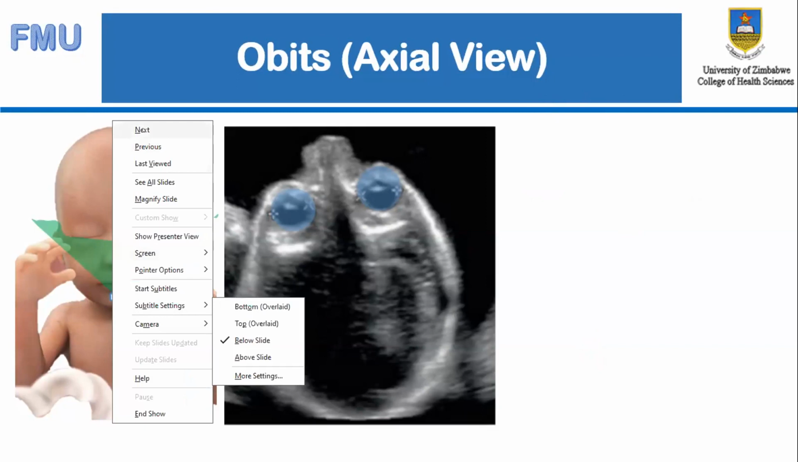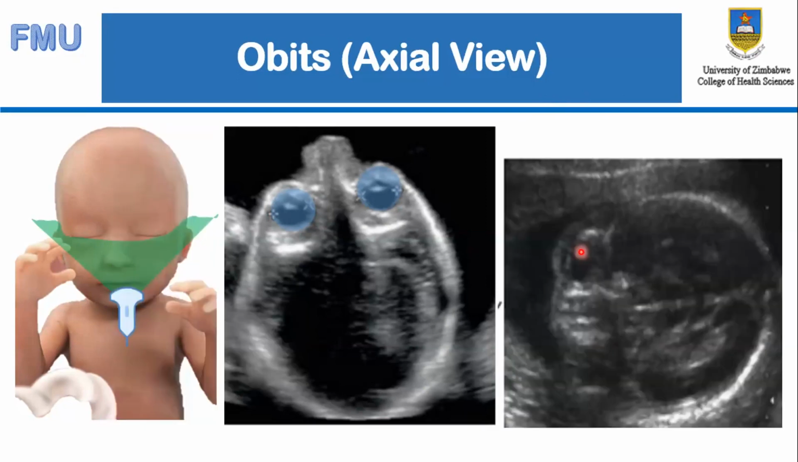Okay, so in most cases, we see people assessing the fetal orbits on this view, which is not the correct position where we should assess the fetal orbit. This is more of an axial view of the fetal head rather than the correct or proper view that we want when we are assessing the fetal orbit. So this is a wrong view.